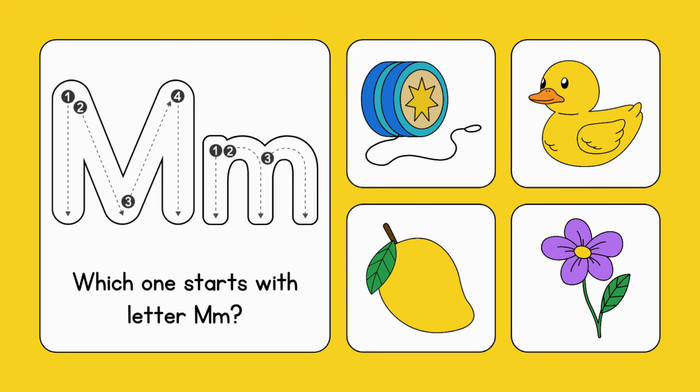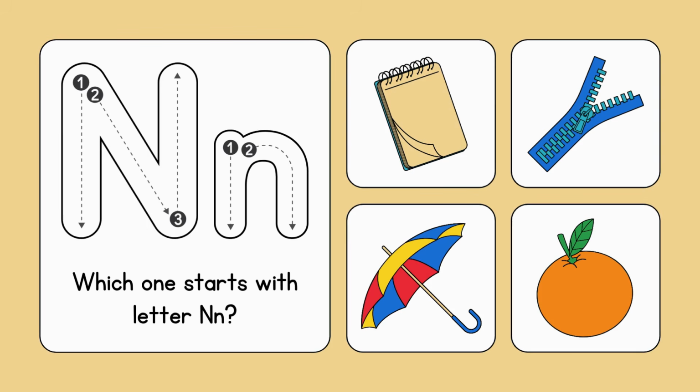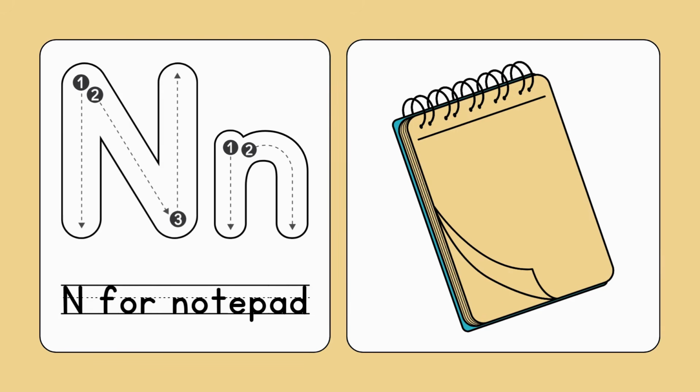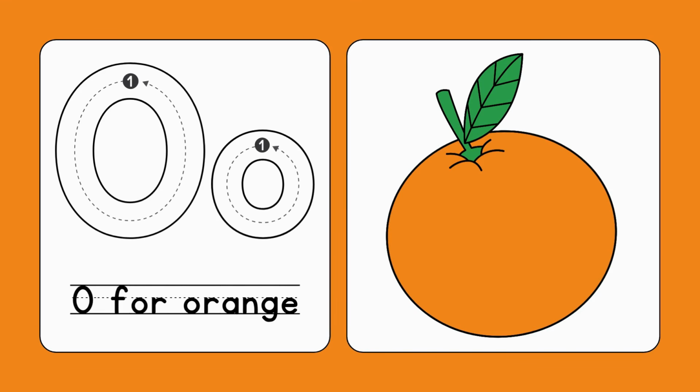Which one starts with letter M? Mango. M for mango. Which one starts with letter N? Notebook. N for notebook. Which one starts with letter O? Orange. O for orange.